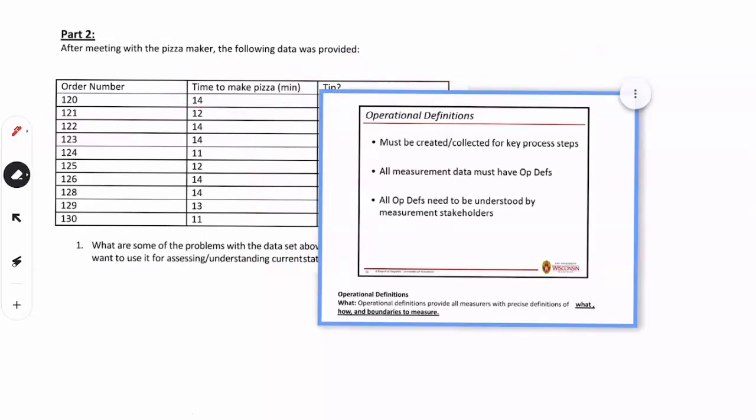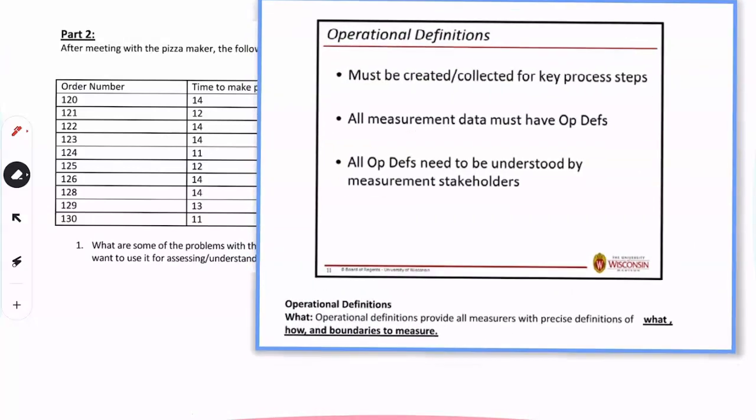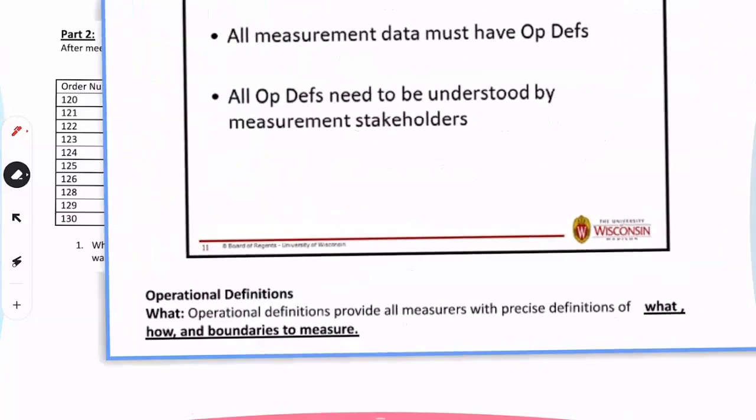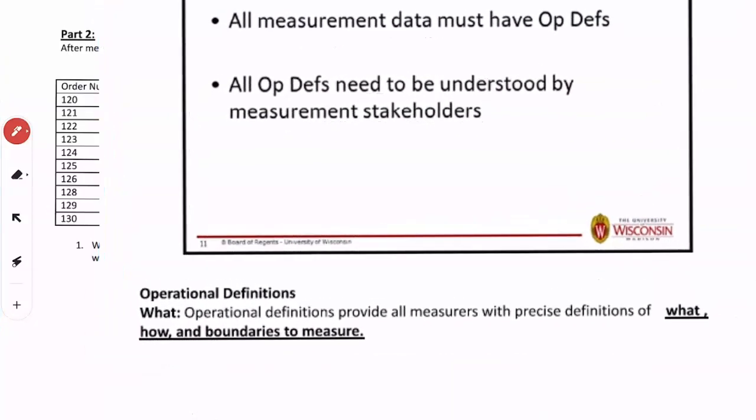All right, I just added another page from the workbook describing operational definitions. Part of the pizza case explores how in a good data collection plan, you're going to have operational definitions to make sure that all measurers are collecting the same type of data in the same way. And I think the key piece here, I'm going to zoom in on it even, the key piece here is that all good operational definitions should provide measurers with precise definitions of what it is to be measured, how you're going to measure it, and the boundaries to measure.